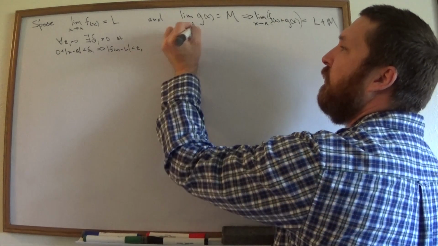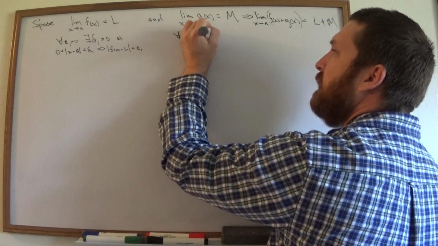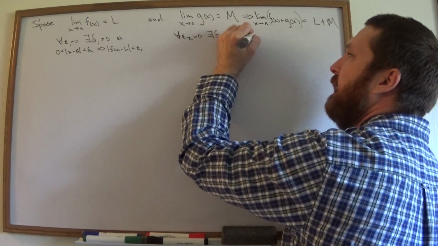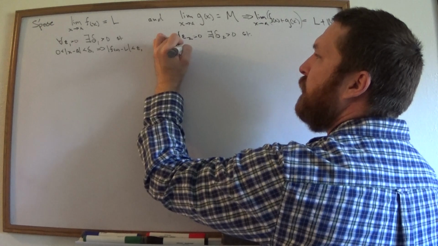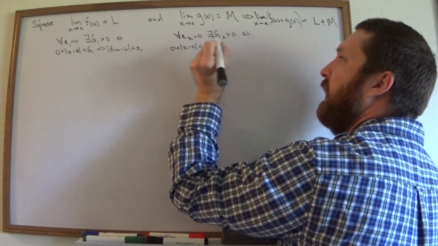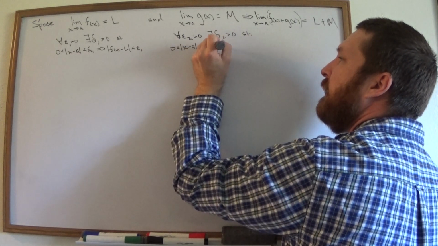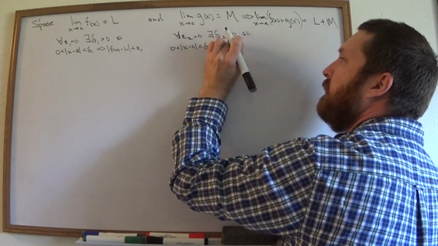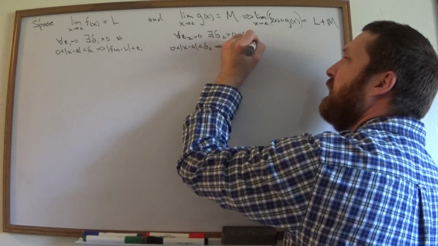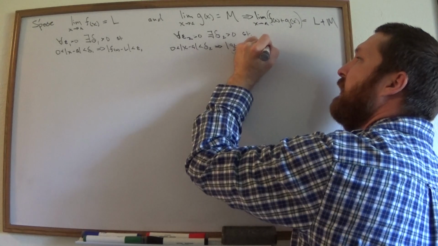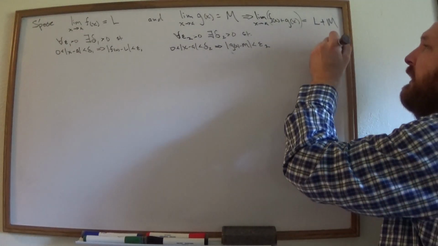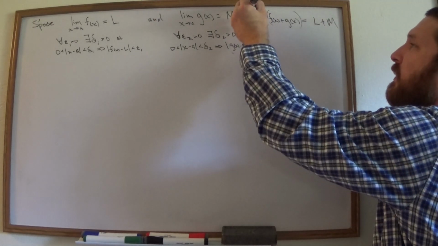This means that for all epsilon 2's, there exists a delta 2 bigger than 0, such that whenever you are within delta 2 of A, then g is within epsilon 2 of M. Now, this is the one that we're trying to prove.